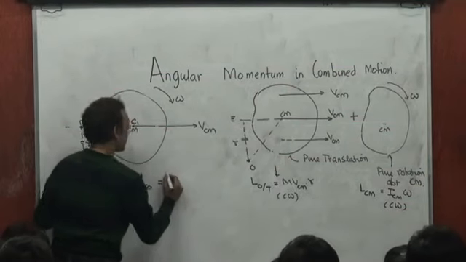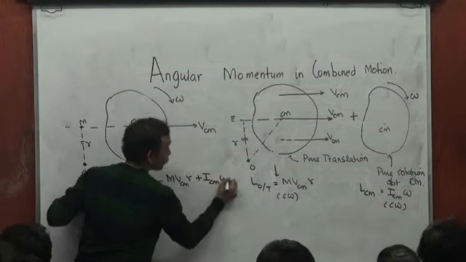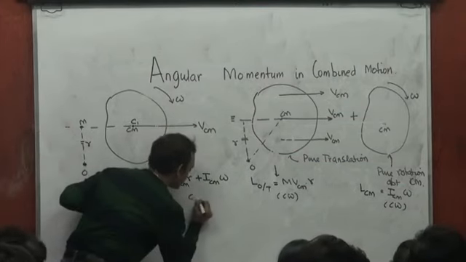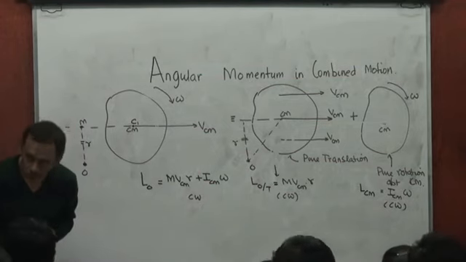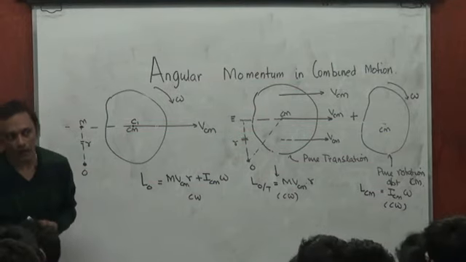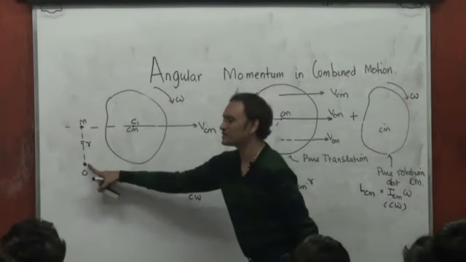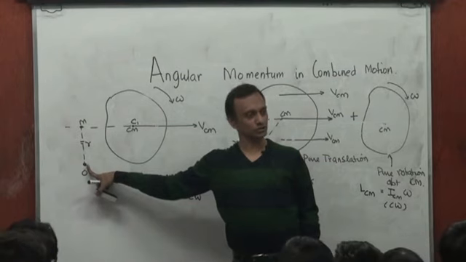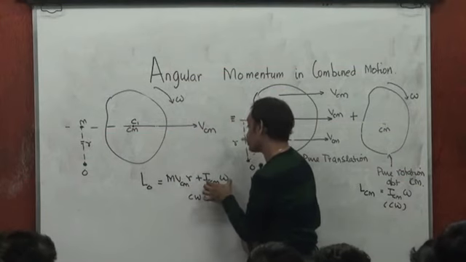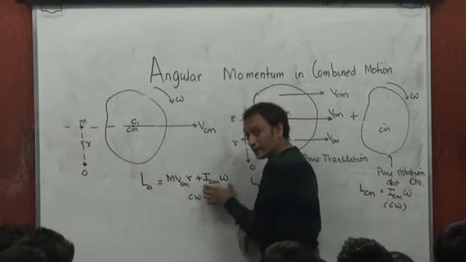So it's going to be m v CM into r plus I CM omega. Both are clockwise, so the sum would be clockwise. Clear? So that's when I said if you want to find the angular momentum about O in general rigid body motion, it will have two terms in it. One will depend on where O is located. This will not depend on where O is located. Got me?